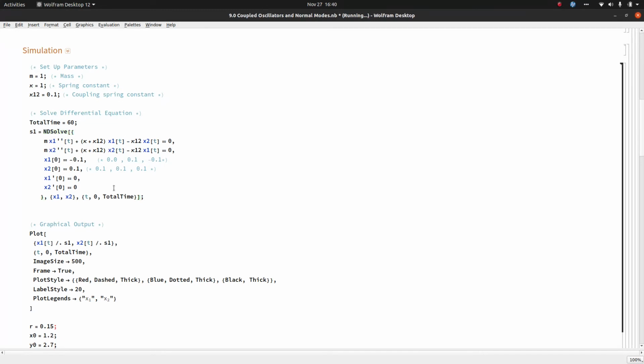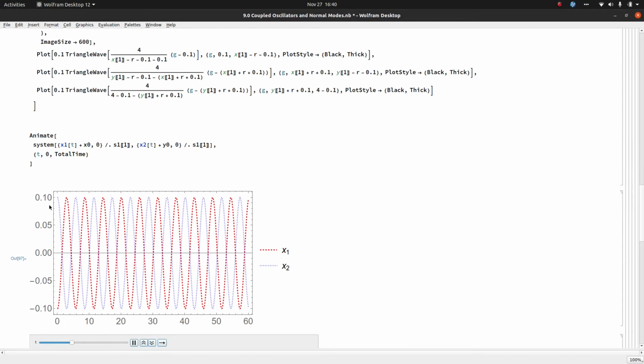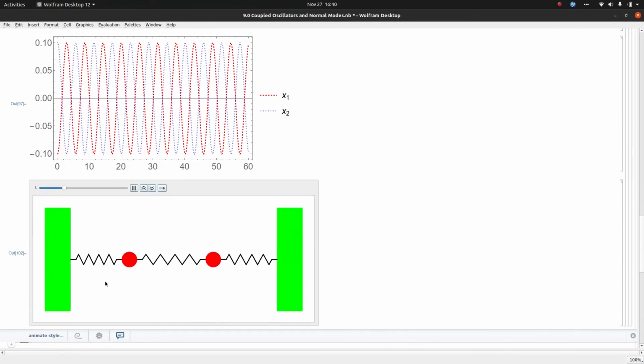Well, we can run that, and you can see the motion starts out of phase. X1 starts at 0.1. X2 starts at 0.1. X1 starts at minus 0.1, and they stay out of phase for the entire lifetime of the oscillation. You can see that in the animation as well. It's like it's breathing in and out and in and out and in and out, staying 180 degrees out of phase from each other.